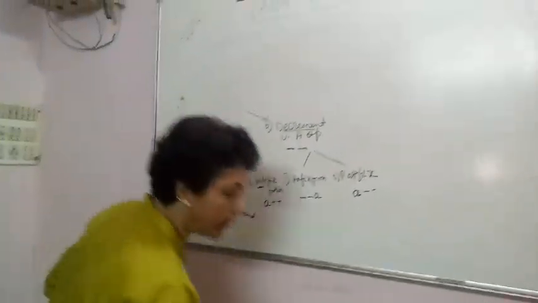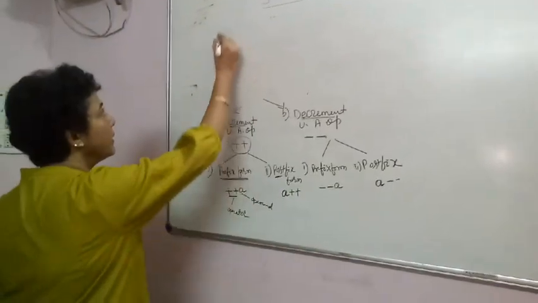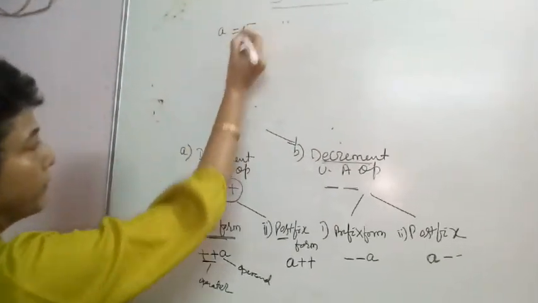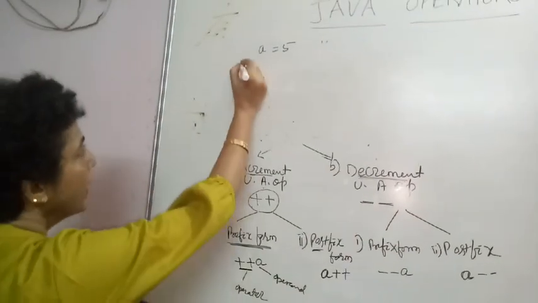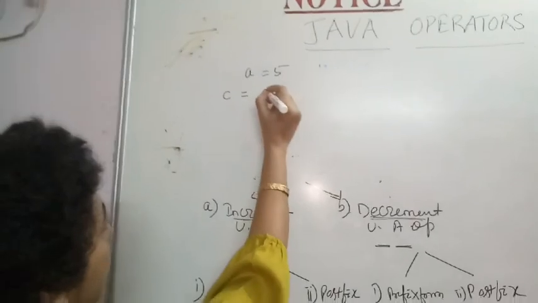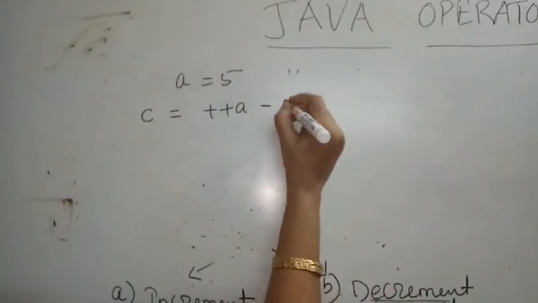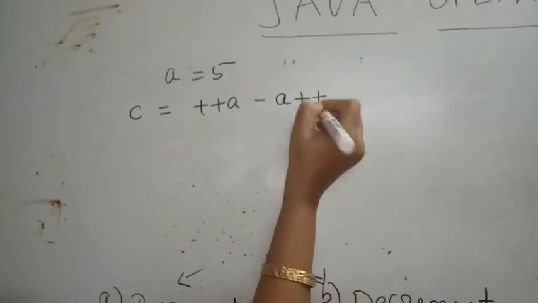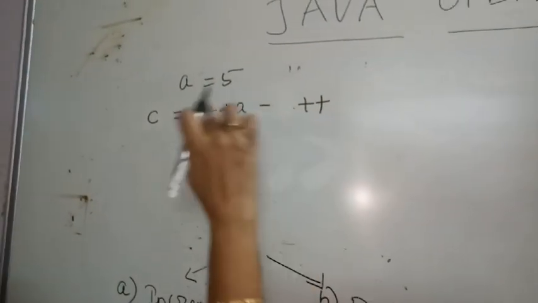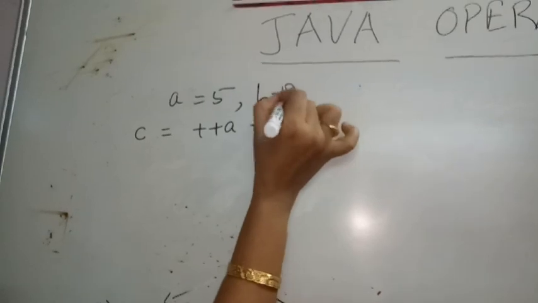Okay. First, let me take the example of increment operator. Let us say a equal to 5. And then I write an expression like this: plus plus a minus a plus plus. Sorry. Suppose a equal to 5 and b equal to, let us say, 3.